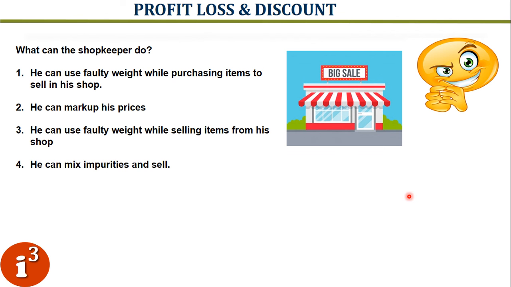So what can the shopkeeper do to increase his profit? This dishonest shopkeeper can use faulty weight while purchasing items to sell in his shop. He is purchasing items, that is, procuring items for his shop.